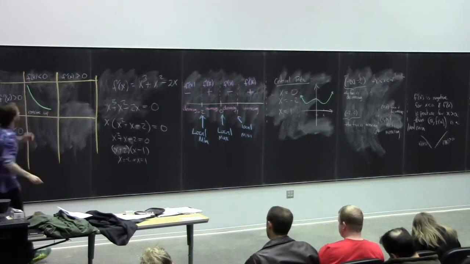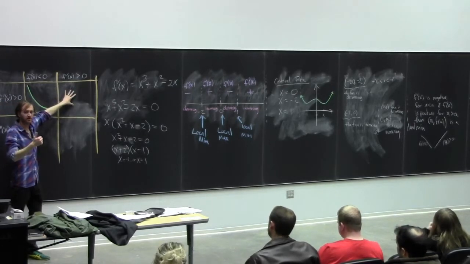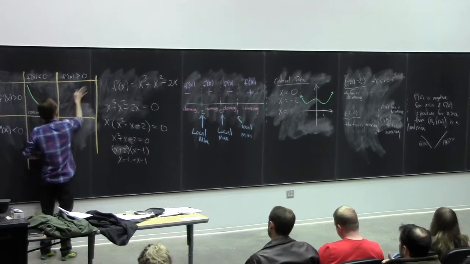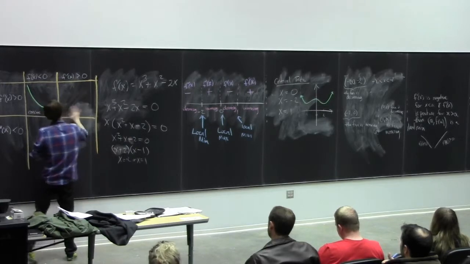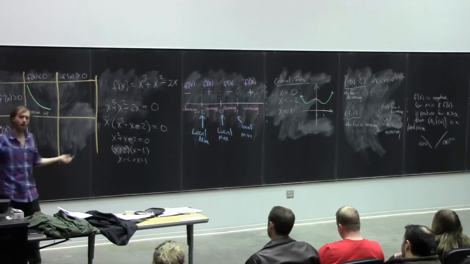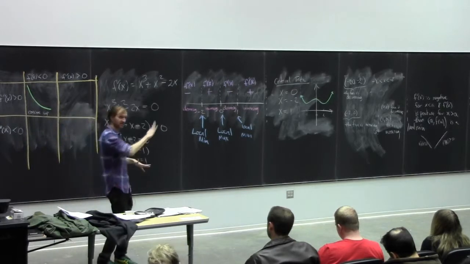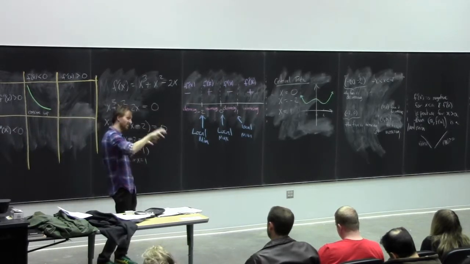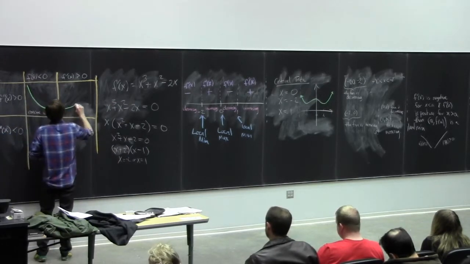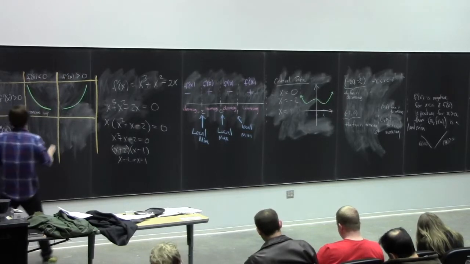Now here, the derivative is positive, right? The derivative is positive, so the function's going like so. And it's getting more and more positive all the time because the second derivative is also positive. The derivative of the derivative says that the derivative is increasing. So it looks like this. Also concave up.